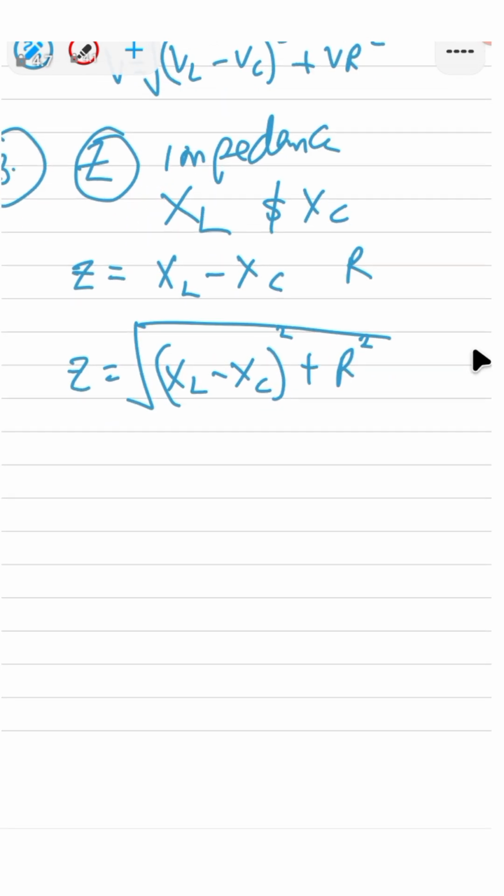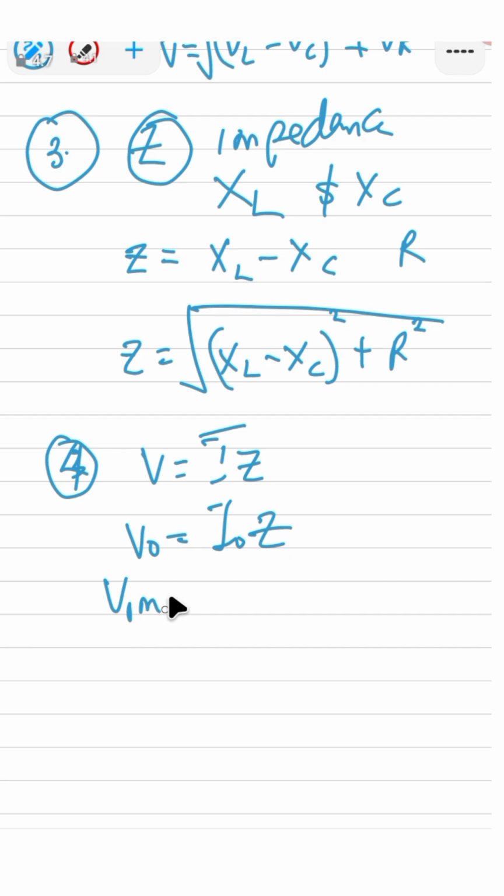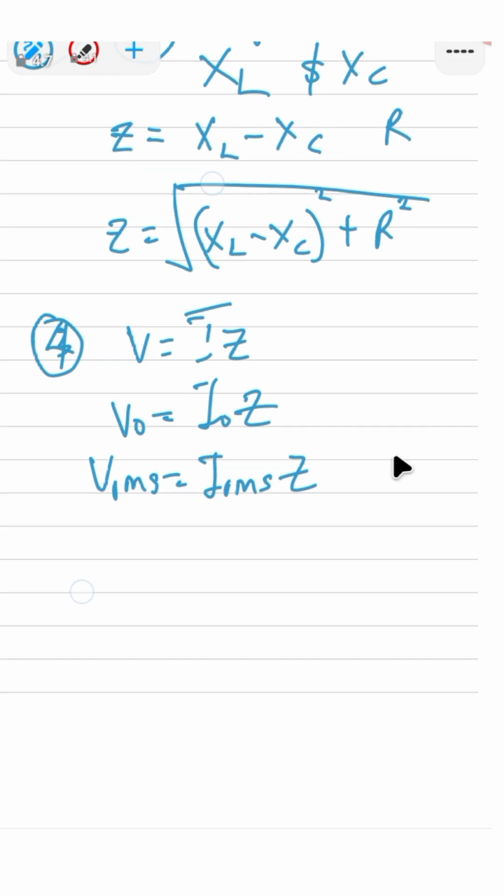So once we have gotten our Z, the next one, let me say 4, is to do your I. V equals IR, and because of IR, you can put it as Z. That will be V equals IZ. If this one turns to V naught, this one will be I naught Z. If this one turns to VRMS, this one will be IRMS Z. Yes, I'll just be changing it like that.